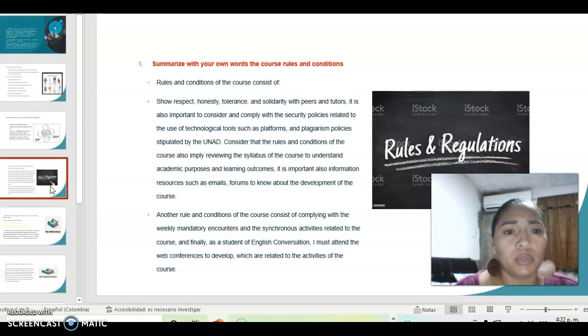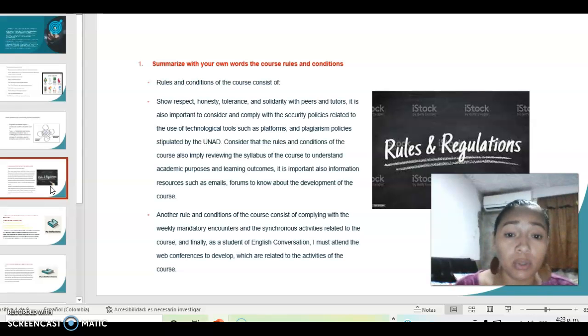The next, summarize with your own words the course rules and conditions. Rules and conditions of the course consist of showing respect, honesty, tolerance, and solidarity with peers and tutors. It is also important to consider and comply with the security policies related to the use of technological tools such as platforms and plagiarism policies stipulated by the UNAD.